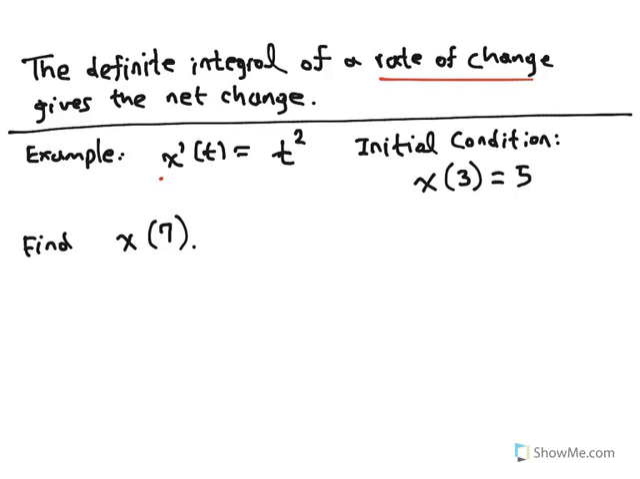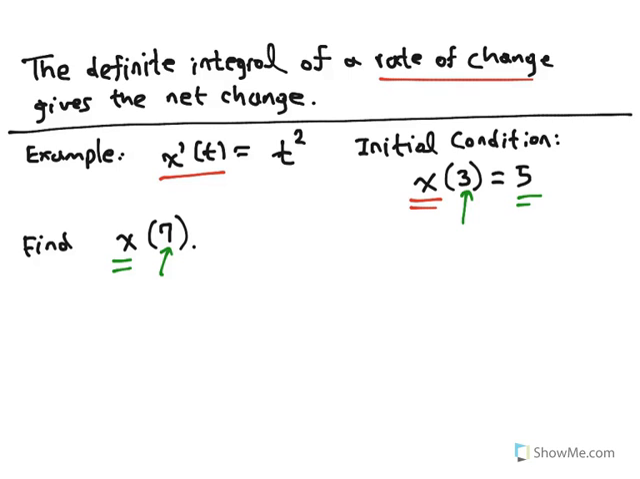So here we have a rate of change, the derivative of the function x of t. x prime of t is equal to t squared. And we also have an initial condition. We know that the antiderivative of x prime, which is the function x of t, evaluated at t equals 3 is equal to 5. How can we find the value of the antiderivative function at t equals 7?